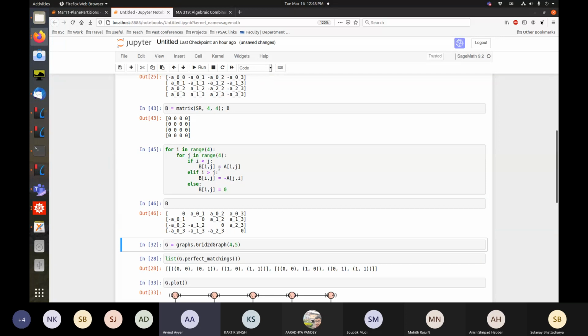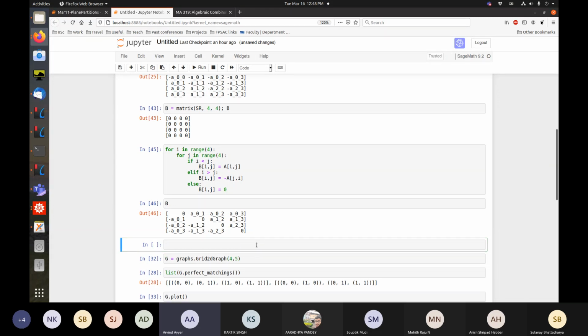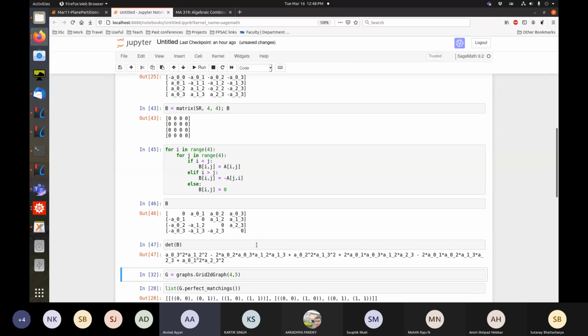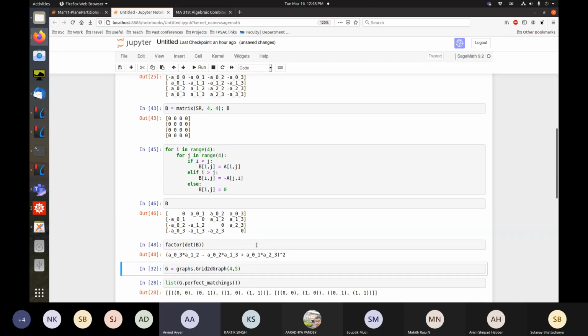Okay. So you see it's skew symmetric. This is A01, minus A01, etc. And now let us compute det of B. Now let's factor it. So you see, I got A03, A12 squared.